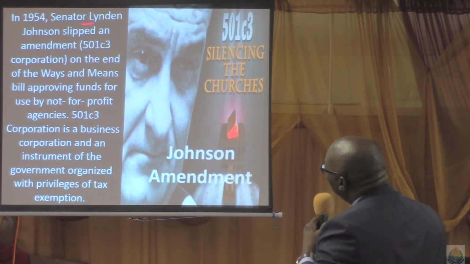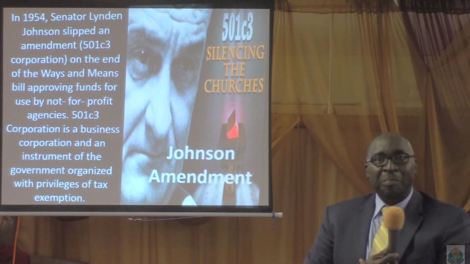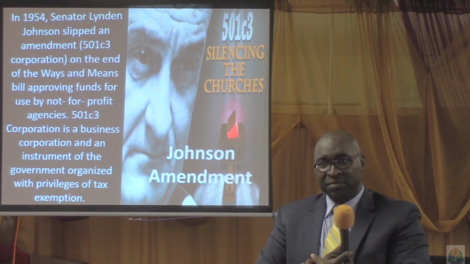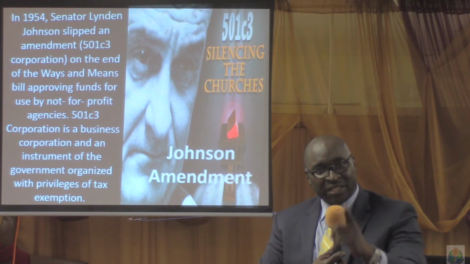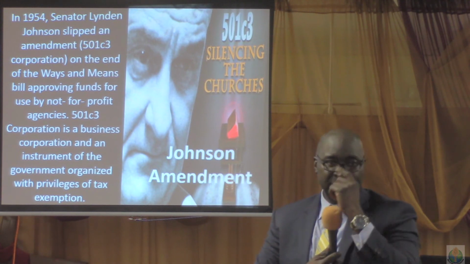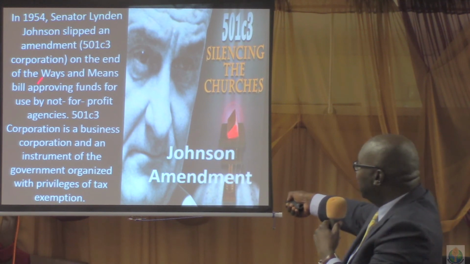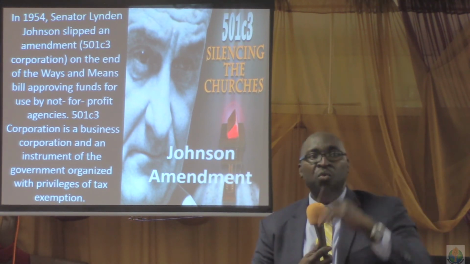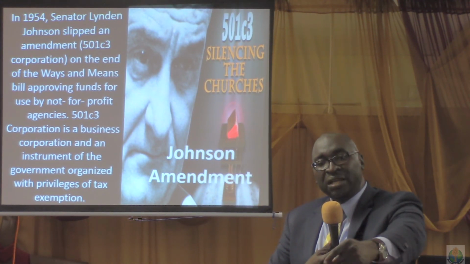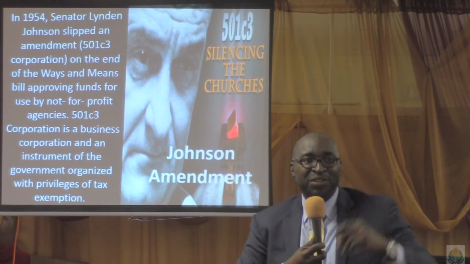So in 1954, Senator Lyndon Johnson was having some problem. He was getting some bad press from some religious groups in Texas. Listen carefully. This is the history I'm giving you. So he said, I'm going to fix you guys. He slipped in this law called the 501c3, which says, if you are not for profit like a church, you can have certain tax exempted privileges, but you can't discuss politics from your pulpit.